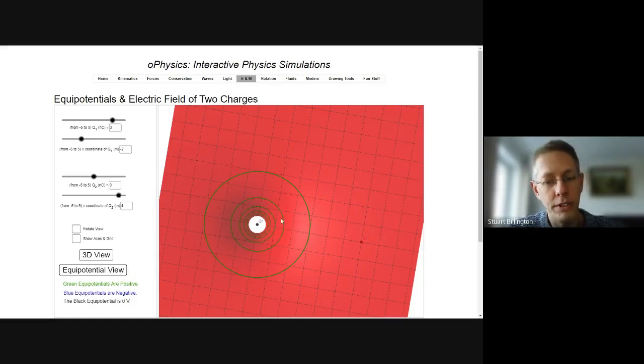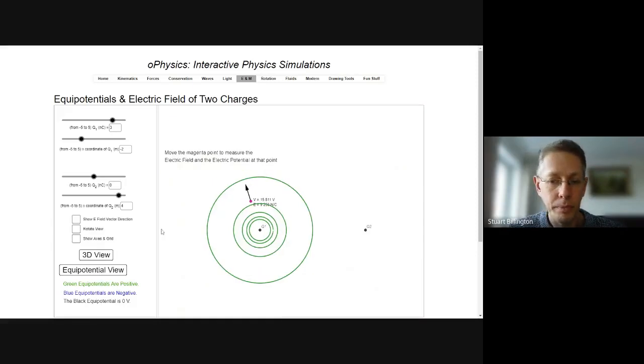It's a lot easier if I get rid of the pink, maybe. So these are concentric circles around a point charge, but these are concentric circles that are getting closer and closer together, because each line represents a uniform step up in potential.